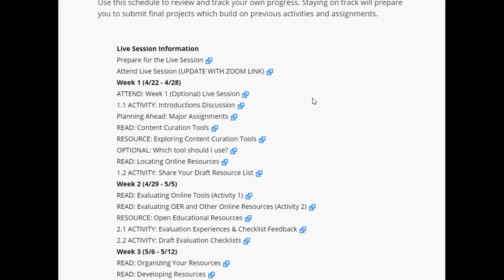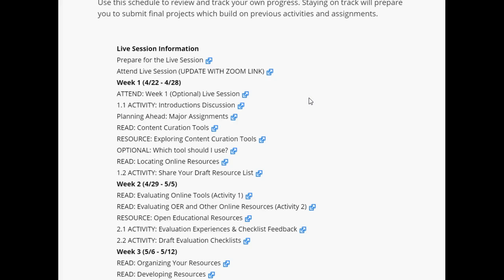So you can see that in week 1 we'll be introducing each other and we'll talk about the major other assignments. This course starts off with social bookmarking, which is a place that you can keep all of your important web addresses, URLs, in one place. Then we're going to share those resources with each other.